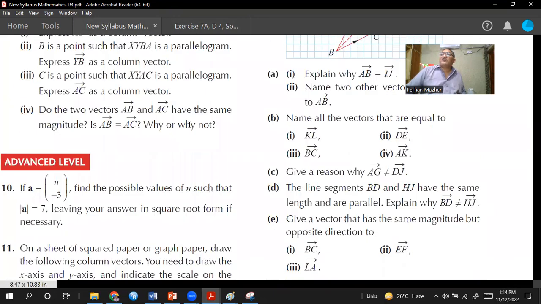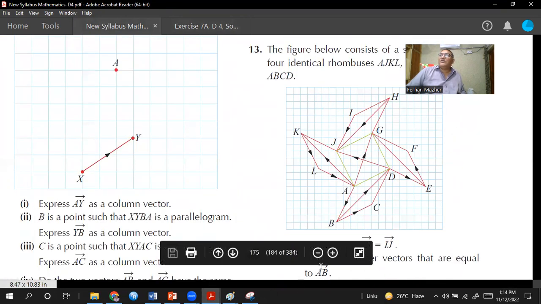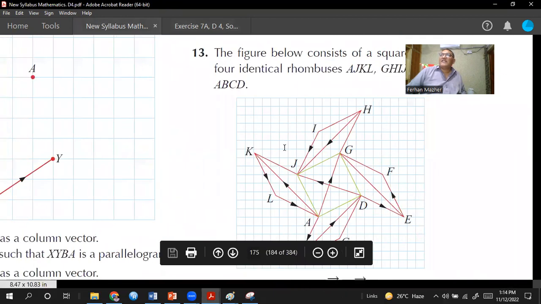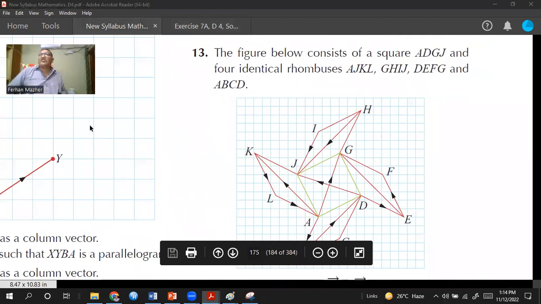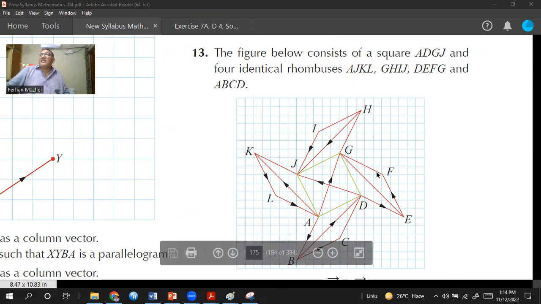Okay, so we are going to the next question, and the next question is the last question of this exercise. Here we have a grid given to you. So let me show you this. Question number 13: the figure below consists of a square grid, A, D, G, J. So it's a square, and four identical rhombuses. One is A, I, J, K, L. It's a rhombus. Its all sides are equal in length.